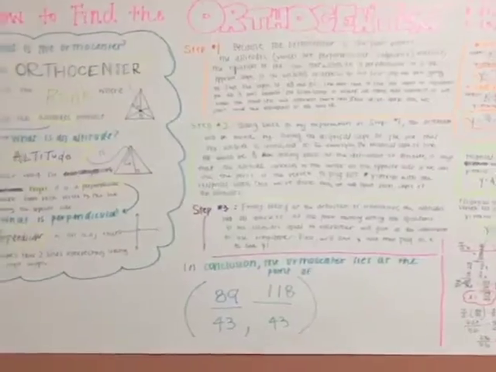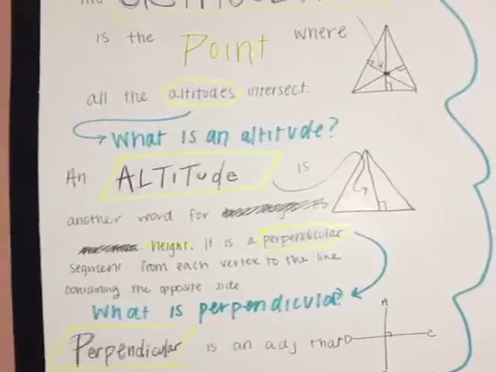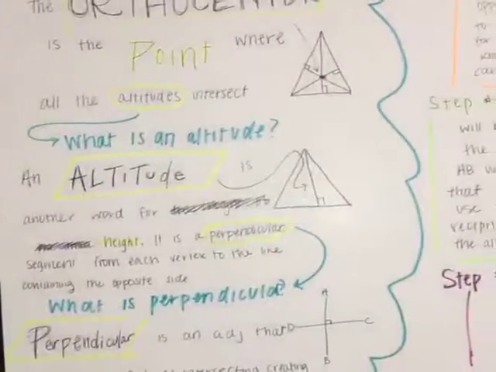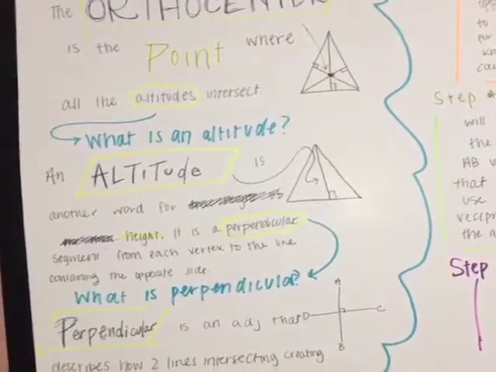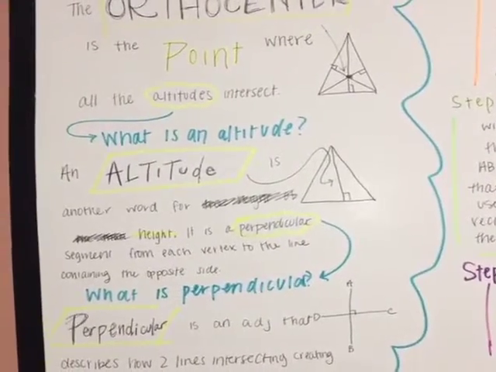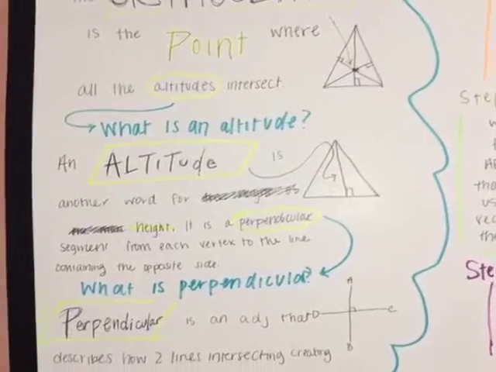To find the orthocenter, we're going to start with vocabulary. The orthocenter is the point where all the altitudes intersect. An altitude is another word for height. It's a perpendicular segment from each vertex to the line containing the opposite side. And perpendicular is an adjective that describes how 2 lines intersecting create right angles.